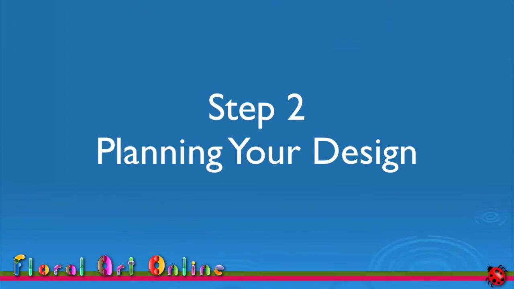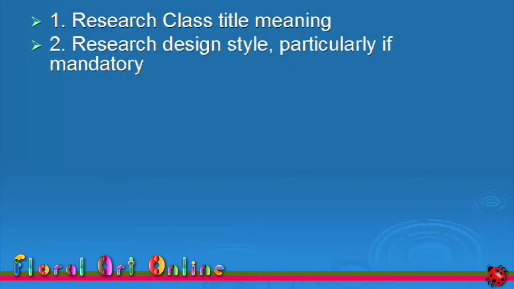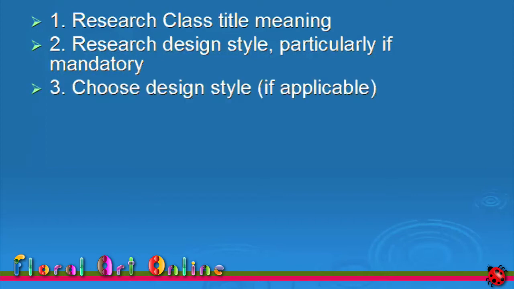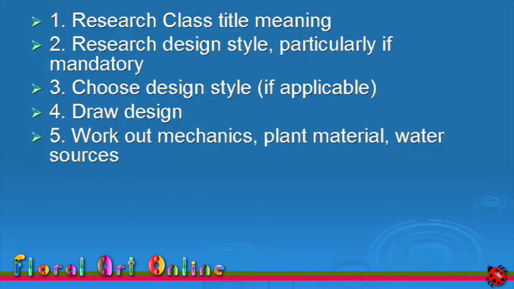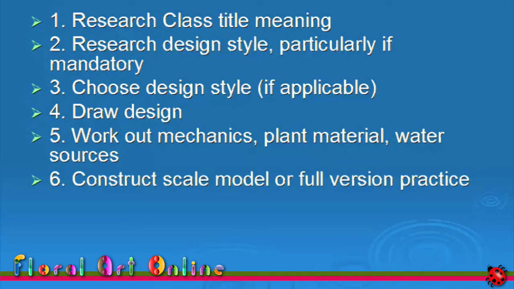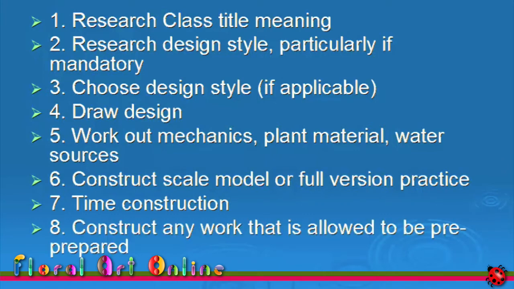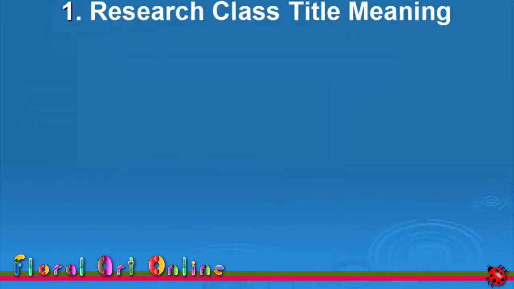So to step 2, planning your design. What tasks do we need to do for this step? We need to research the class title and meaning. We need to research the design style, particularly if this is part of the class description. If it's not, then we need to choose a design style. Drawing the design, working out the mechanics and the plant material we'll need for the design, constructing either a scale model or a full version to practice putting the design together, timing the construction of the design, and constructing any work that is allowed to be pre-prepared. You can see there's lots to do, so let's get a start.